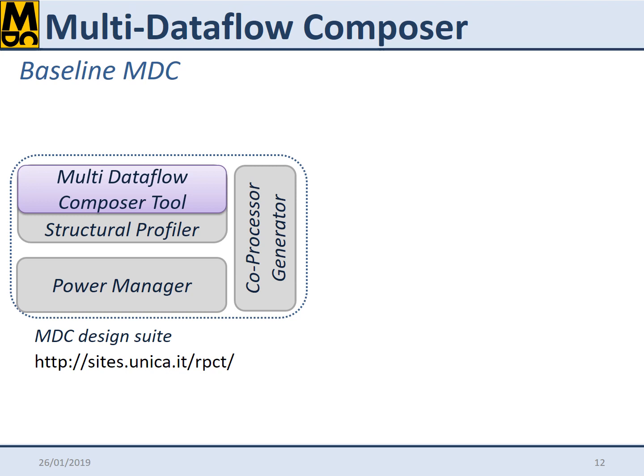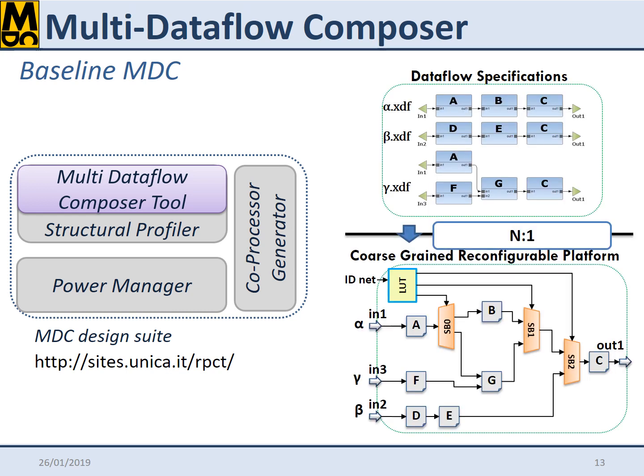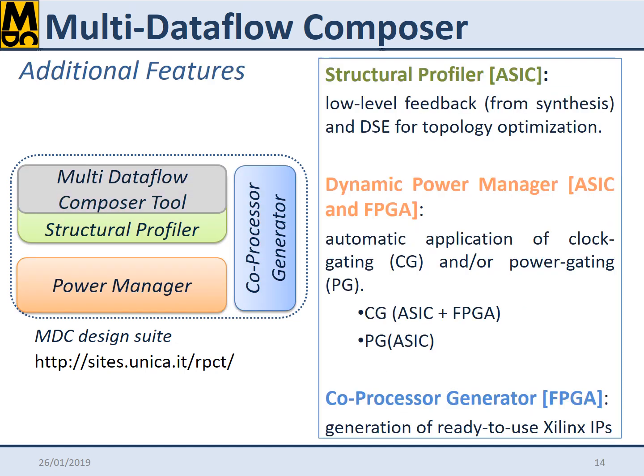The MDC tool is composed of different parts. The first one is the baseline MDC core, performing the coarse-grained system composition, meaning that different input dataflow specifications are merged into one single coarse-grained virtually reconfigurable substrate. The other elements of MDC are the structural profiler, which is responsible for exploring the entire space of implementable solutions to find the optimal substrate configuration according to given constraints. The dynamic power manager, which aims at partitioning the overall system specification to implement, at the hardware level, dedicated power-saving strategies. Finally, the coprocessor generator performs the complete dataflow to hardware customization of a Xilinx-compliant multifunctional accelerator.